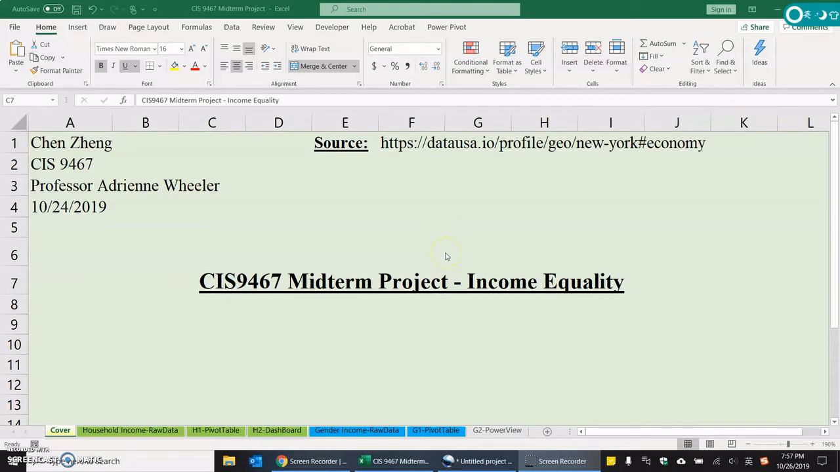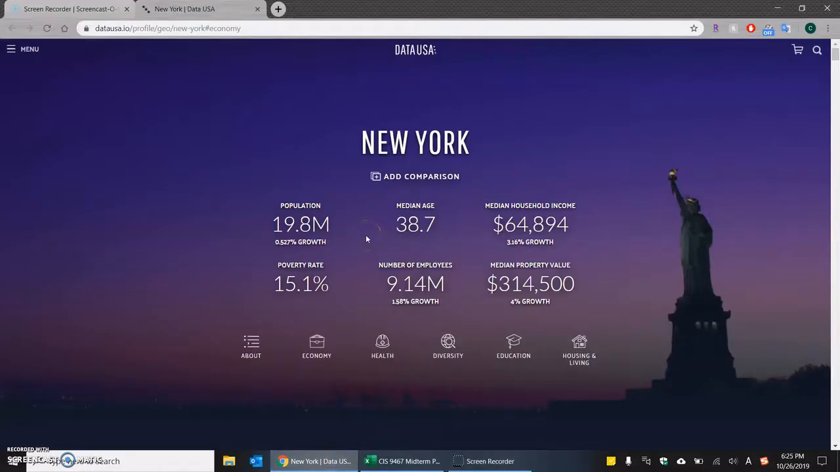Welcome to my Excel midterm project for Professor Wheeler's CIS 9467 class. The topic of my presentation is income equality, and the data source of my project is Data USA. The website is here. After we click it, we come to this website here. And as you can see here, it's a platform that gathers data from shared governmental sources.